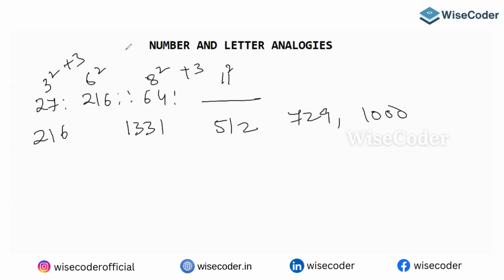27 is 3 cube. So this is not logic with the squares, this is with the cubes. So 3 cube is 27, this is 6 cube, this is 4 cube. So what is the next number? Plus 3, plus 3, plus 3 is 7. 7 cube is 343. Is 343 present in your options?